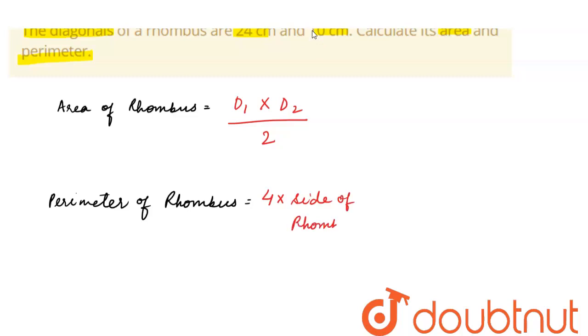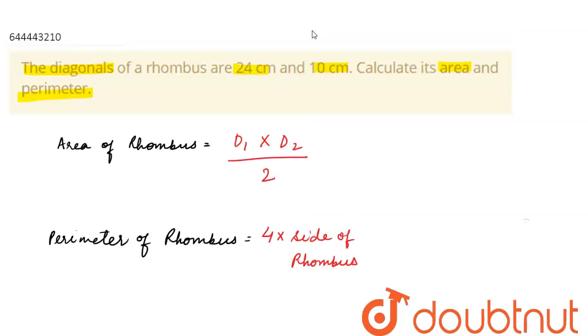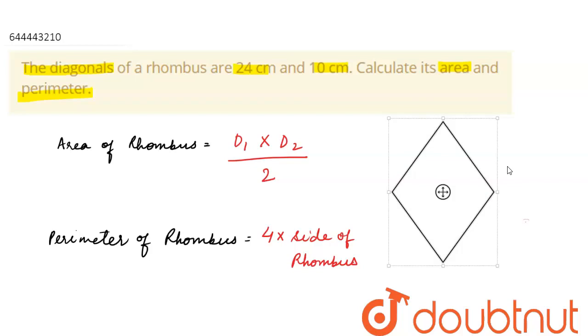Okay, so let's make the rhombus. So here we have the rhombus. Okay, like this. Okay, so in this question it is given that it has diagonals of 24 centimeter and 10 centimeter. So let's make the diagonals of this rhombus. This will be like this. Okay, one diagonal will be this, and second diagonal will be this.